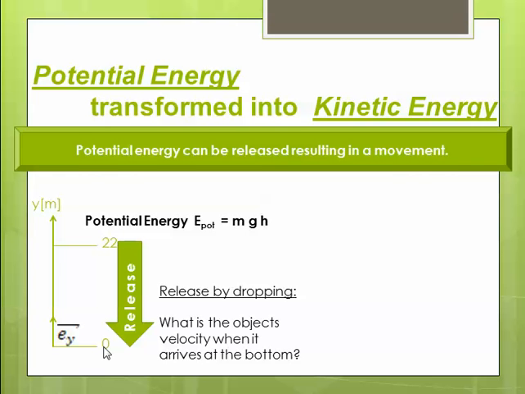Now whilst the body drops down, the potential energy is transformed into kinetic energy. Kinetic energy is an energy of movement. That's why it's called kinetic energy. So you see the potential energy, which is the potential energy of the body being at a certain height, is transformed into kinetic energy. It is transformed whilst the body drops down. Kinetic energy is an energy of movement.